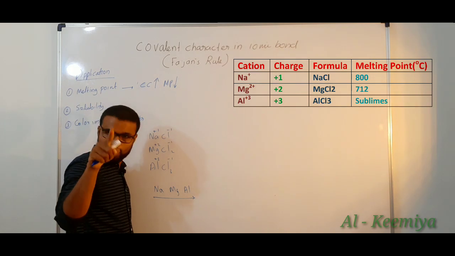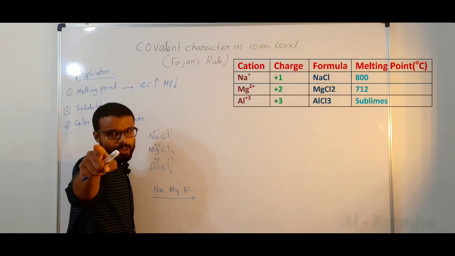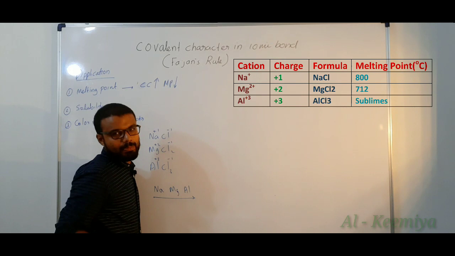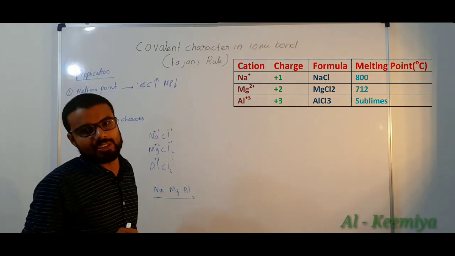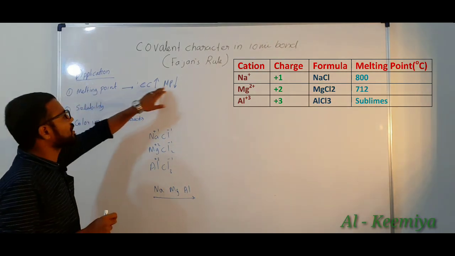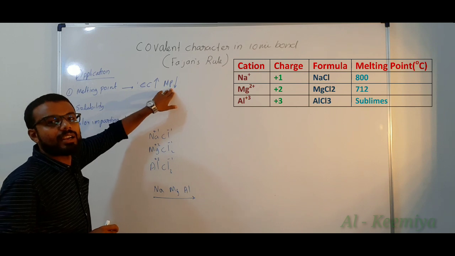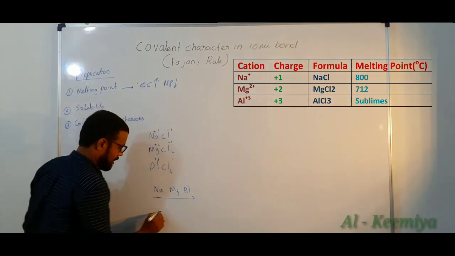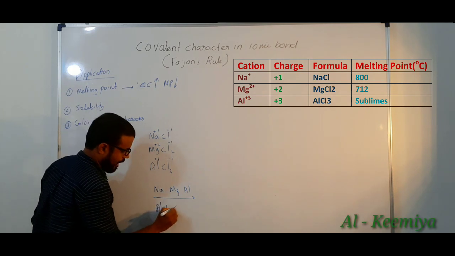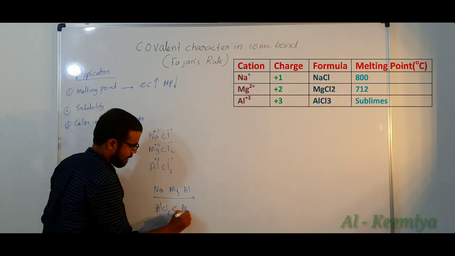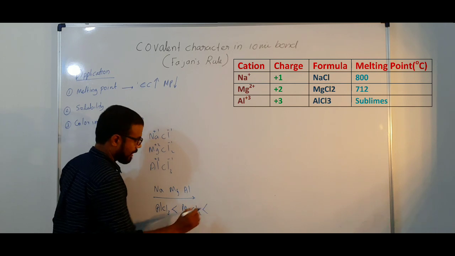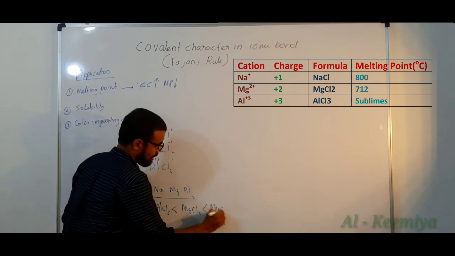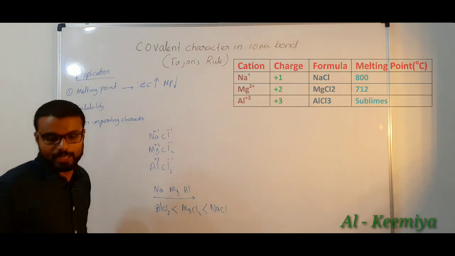Smaller the size, polarizing power is higher. Higher the polarizing power, higher will be what? Covalent character. Higher the covalent character, melting point will be what? Less. So which one has less melting point? See, AlCl3 has a lower melting point than MgCl2, which is lower than NaCl. NaCl has the higher melting point.